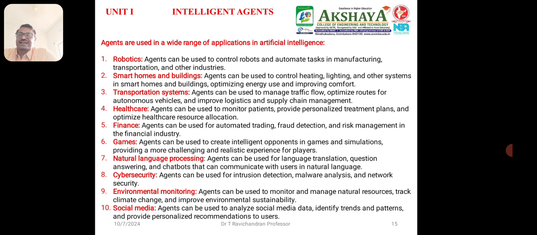Whether your recommendation is correct or not, recommendation systems are very important for agent applications.